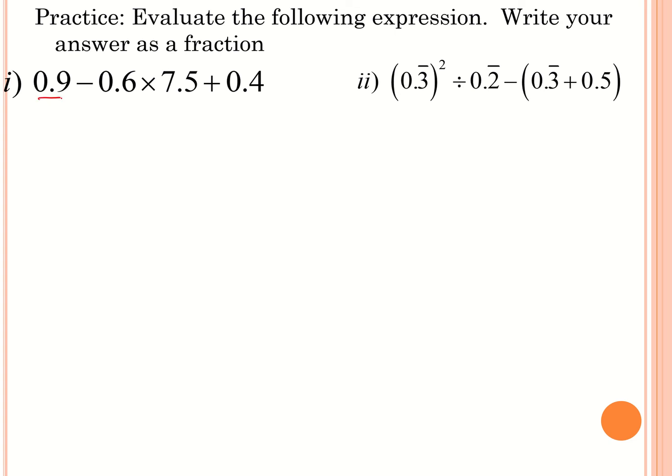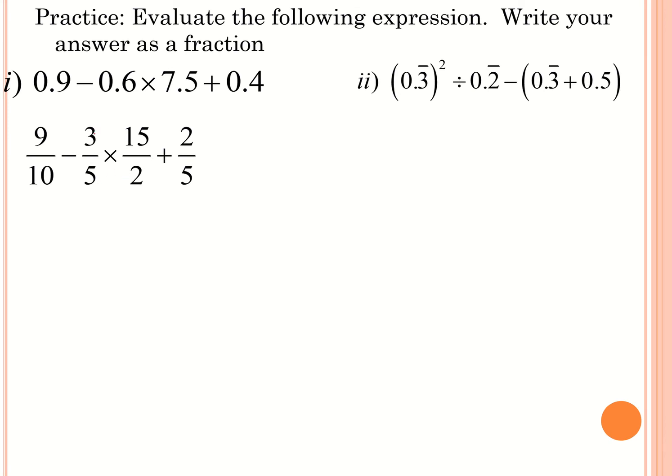So again, here we go, 0.9. What I'm going to do is turn each of these rational numbers into fractions first. So 0.9 is 9 over 10, minus 0.6, which is 3 over 5, times 7.5. 7.5 is 15 over 2, or 15 and a half. And 0.4 is 2 over 5. Okay, I'll erase all this, so it looks like this. Those are the fractions. And again, you have a minus sign, a multiplication, and a plus sign.